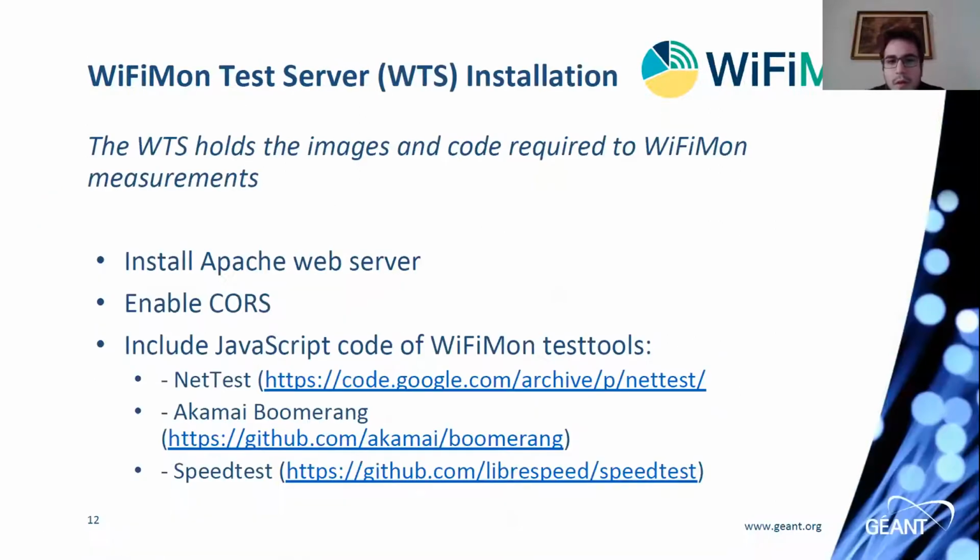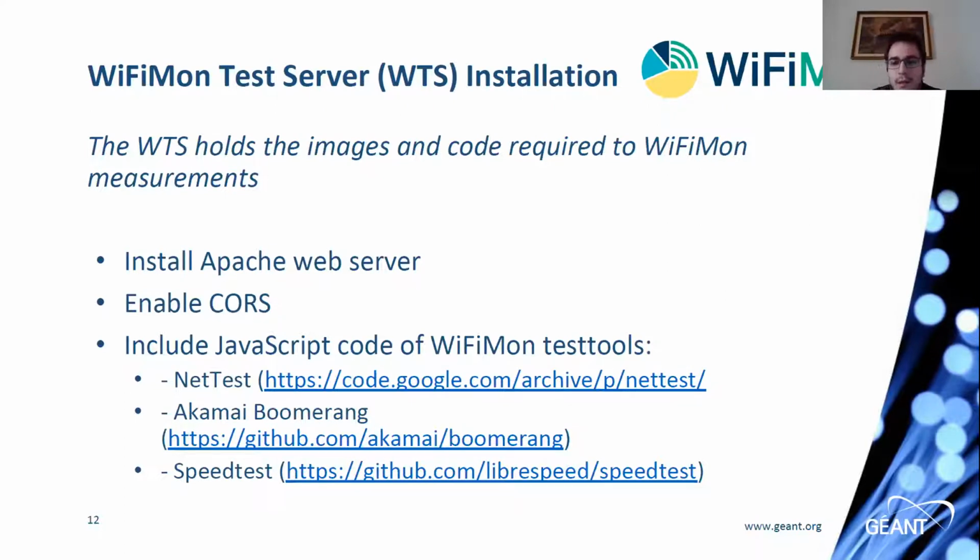Now let's go further into the installation instructions of the WiFiMon test server. As I said before, this component holds the images and code required for WiFiMon measurements. The main steps to install it are simple. You just install an Apache web server. WiFiMon currently uses Apache, but I think we could try other web servers in the future. You have to enable cross-origin resource sharing. And you have to include the JavaScript code of the 3 test tools.